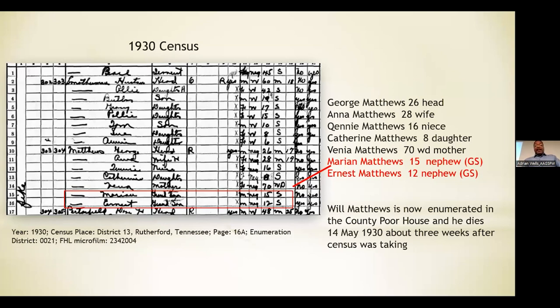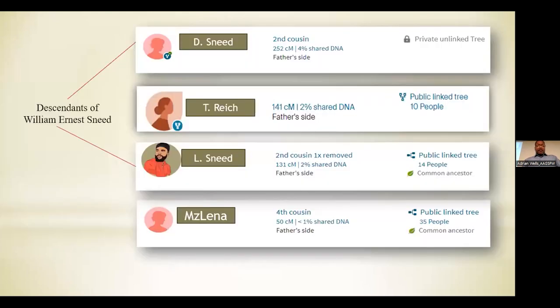And then again, I kind of flipped my wig because now I found Ernest in two of my DNA matches' trees. They just descend from an Ernest Sneed. And I was wondering why I couldn't find him in the census neither, because he wasn't listed under Sneed, he was listed under Matthews. So here are the two DNA matches, which is D Sneed, which we share 252 centimorgans, and then the L Sneed, we share 131 centimorgans.